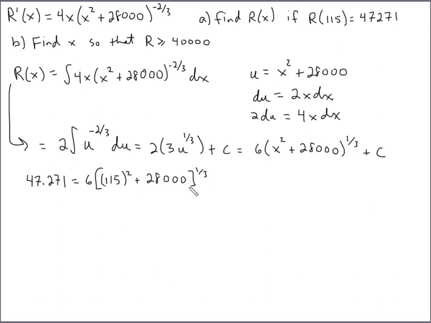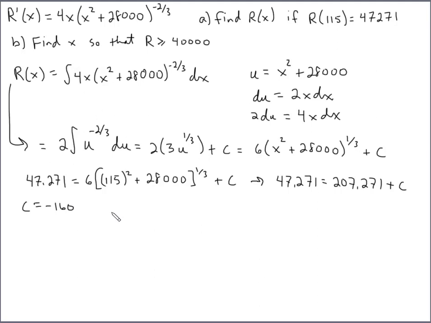So we just have to put this whole thing in our calculator, and if we do that, we get, so all of this here is 207.271. So this is going to be 47.271 is equal to 207.271 plus constant. Now we just have to solve for c, we just have to subtract this from both sides. And if you do that, you get c is negative 160.